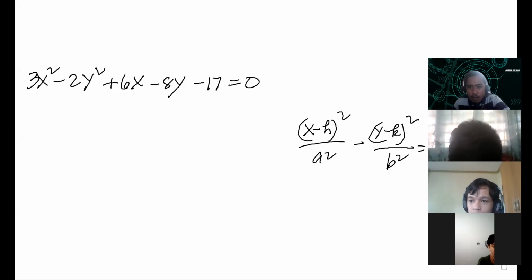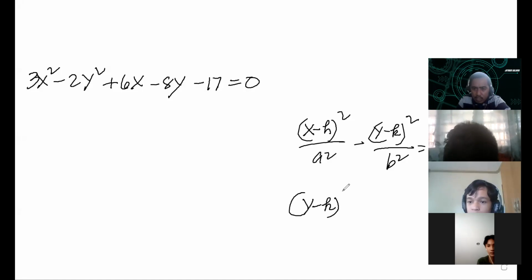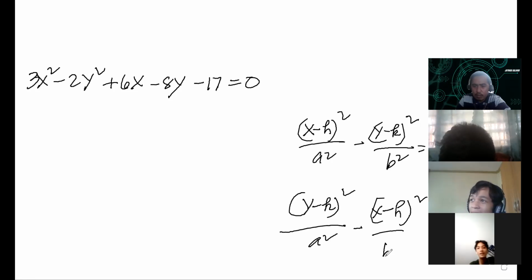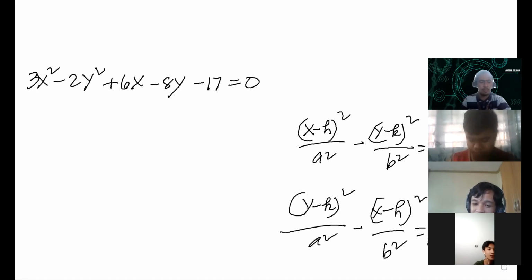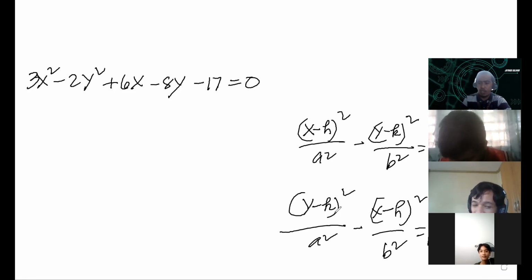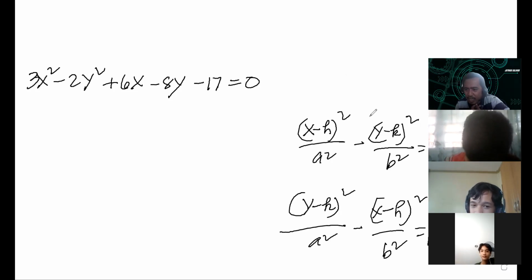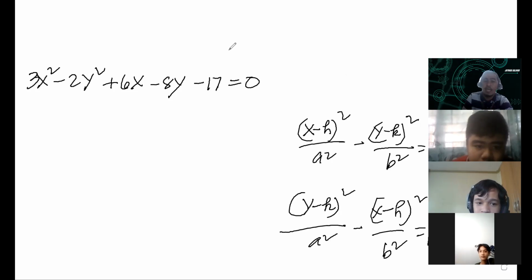So the other one is this one. (y minus k)^2 over a^2 minus (x minus h)^2 over b^2 equals 1. Okay? So it's either of the two that you will use. So the very first thing is to determine which one applies. We need to rewrite it, similar to the ellipse.